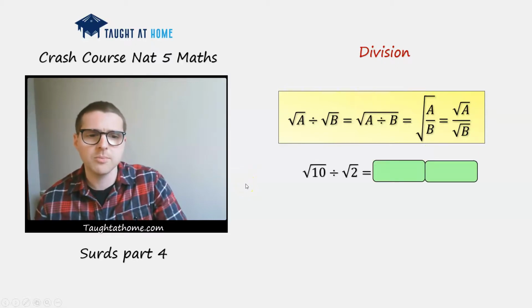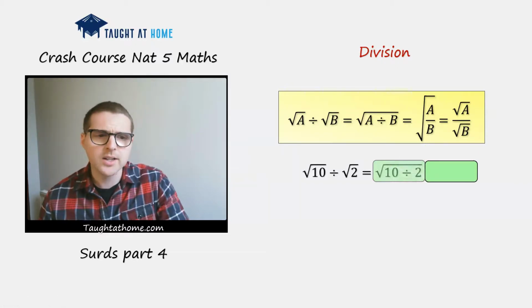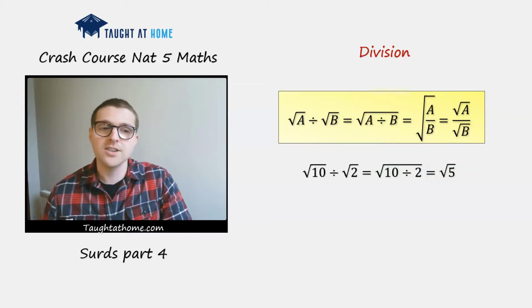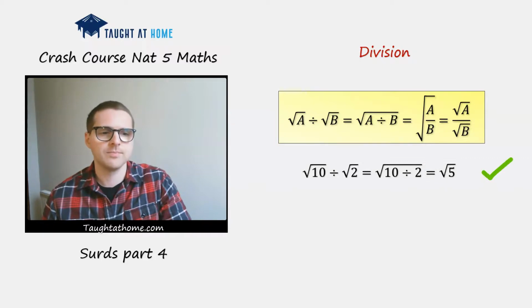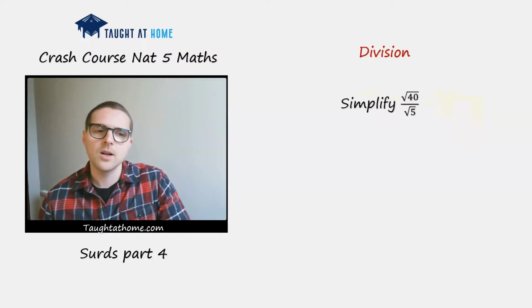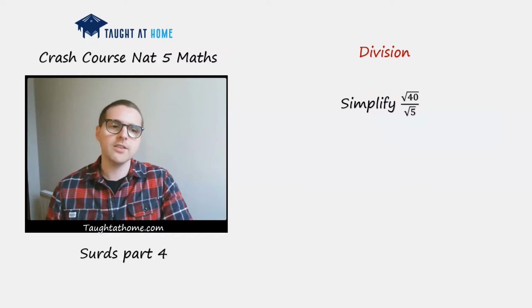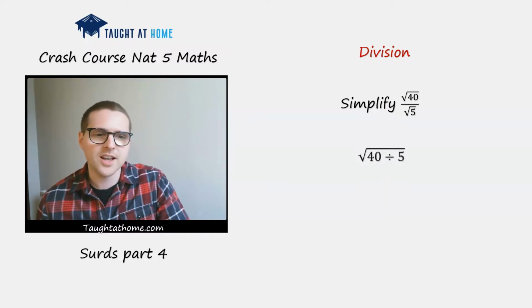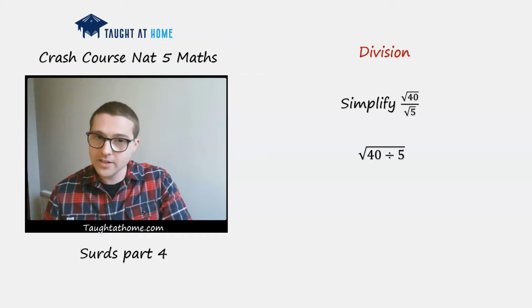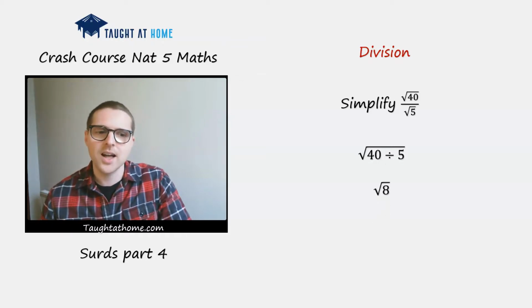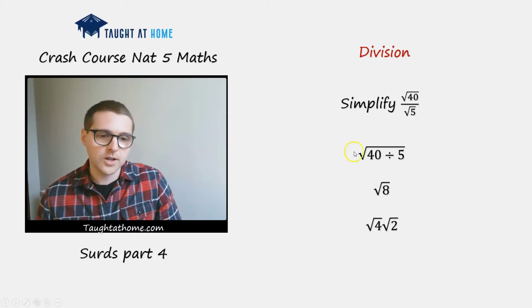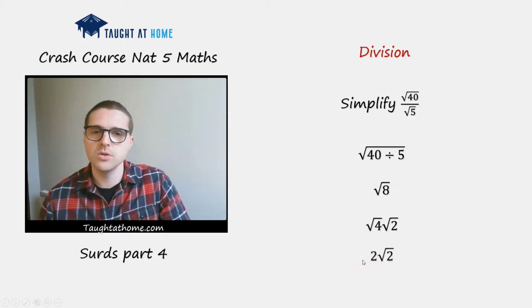So let's have some examples. Root 10 divided by root 2, same thing as saying the square root of 10 divided by 2, which is root 5. Now let's use it in simplification. Simplify root 40 over root 5. Well, we can rewrite this as root 40 divided by 5, which is root 8. And we still have to simplify further, because root 8 is split up as root 4 root 2. Root 4 is the perfect square, so this comes to 2 root 2.